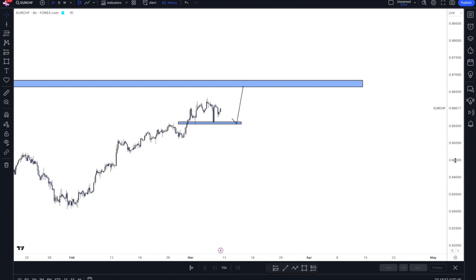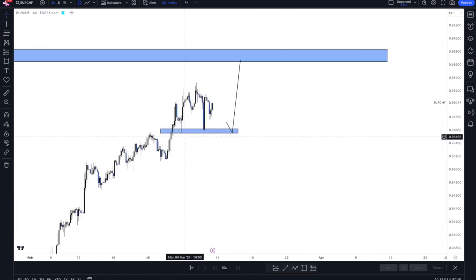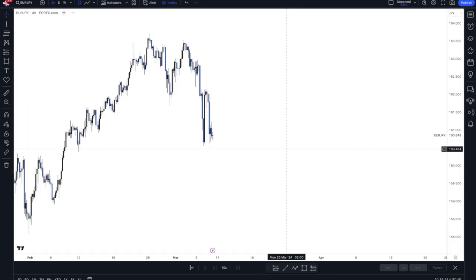Euro CHF, I don't think I took these buys, but I should have. Price created this level of support. Should have taken buys right here. If price comes back down, I will take buys up to this daily level of structure. If it breaks or retests this, I will still take that right there. Nothing on those.